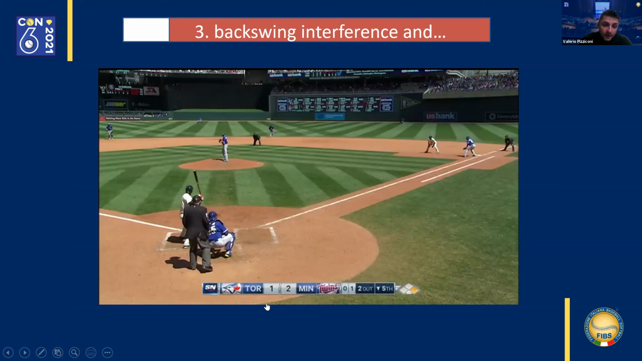This action is completely unintentional, but still declared as interference. I have selected videos that include interference on the backswing and obstruct the catcher from attempting to throw out a base stealer.